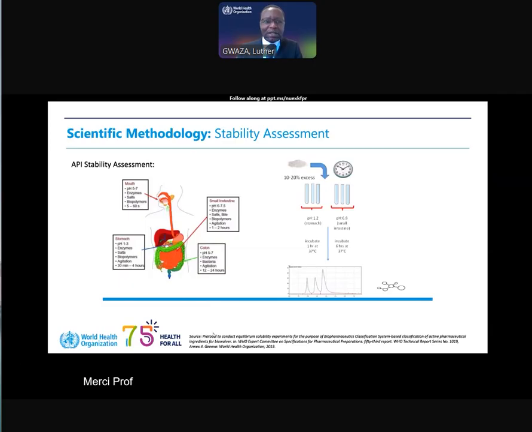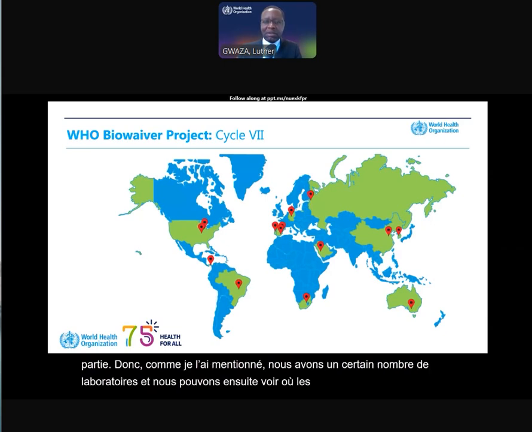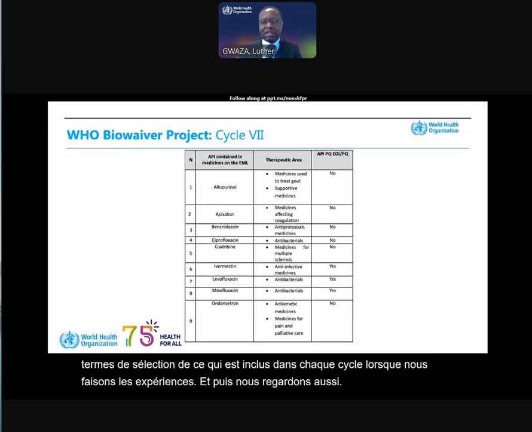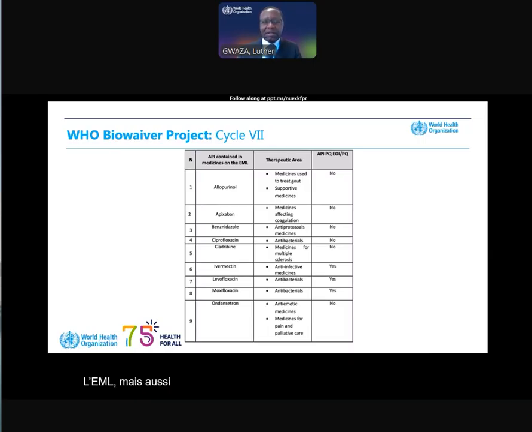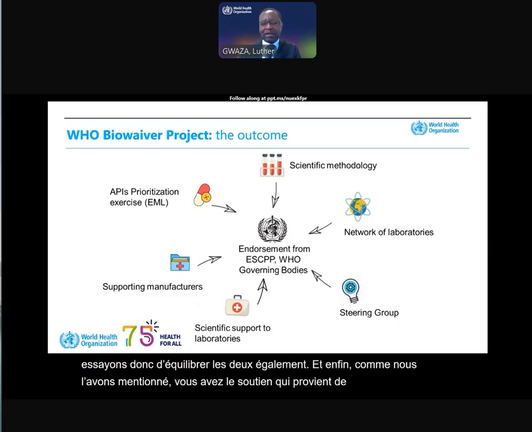And then I quickly just conclude on this part. As mentioned, we do have a number of labs, and you can see where the labs are coming from, which is all over the world. And this is what you would find in terms of the selection of what you include in each cycle when we're doing the experiments. And then we also look at the EML, but also the expression of interest for pre-qualification, so we try to balance the two as well. And lastly, as we mentioned, you do have the support that is coming from all these different labs, which I already acknowledged at the beginning.